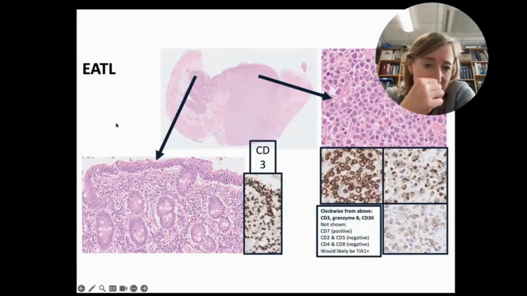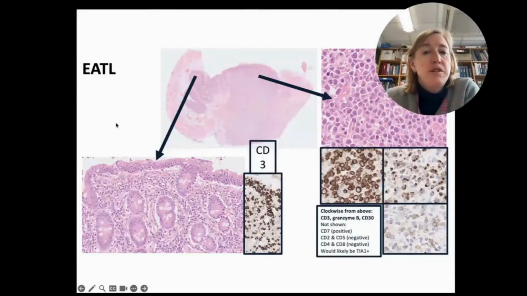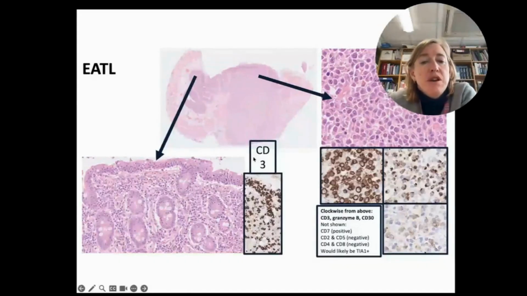So the celiac-associated, enteropathy-associated T-cell lymphoma, as I've said, often has large cells, which tend to be CD30 positive, though the CD30 is this one, it's quite weak. And when you look in the epithelium, you have significant numbers of intraepithelial lymphocytes, which are characteristic of celiac disease.